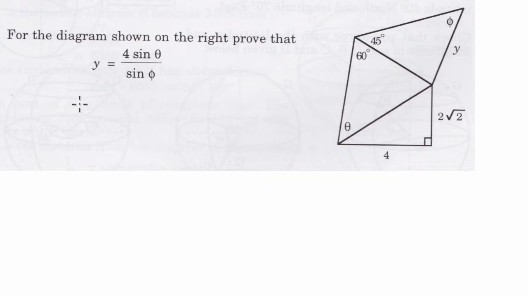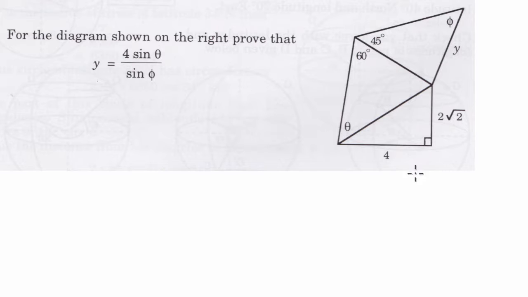G'day guys, I've had a request to do this trigonometry question. The student's doing a little bit of revision and they've run into a spot of bother with it. So what we've been asked is to prove that y is equal to 4 sine of theta, which is this angle here, over sine of phi, which is this angle here.